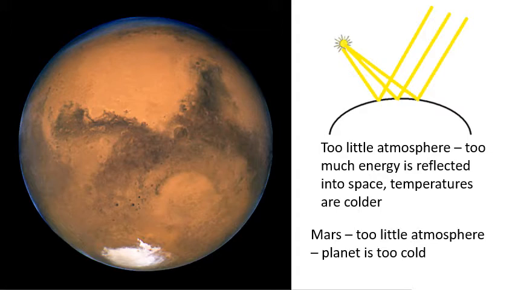Luckily, we're kind of what's called a Goldilocks planet, where our greenhouse effect is just right for us to support life. It's not too hot, but it's not too cold. That blanket of gases around the planet is just right.